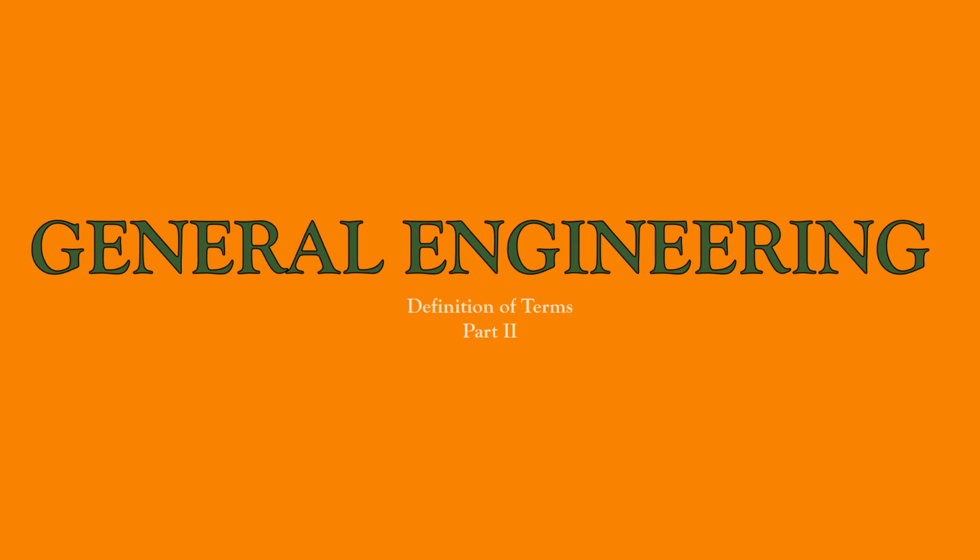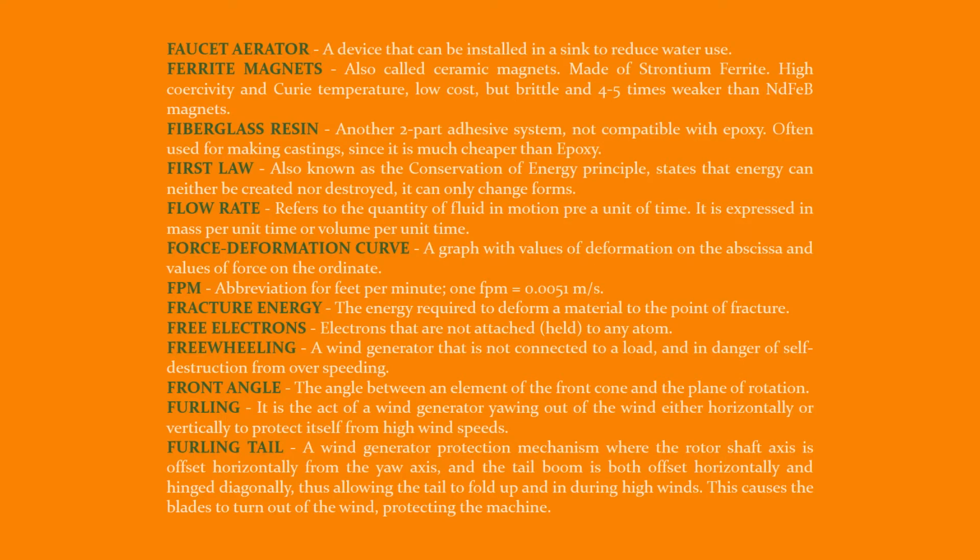This is General Engineering. Definition of terms. Part 2. Faucet Aerator. A device that can be installed in a sink to reduce water use. Ferrite Magnets. Also called ceramic magnets. Made of strontium ferrite. High coercivity and Curie temperature. Low cost. But brittle and 4 to 5 times weaker than NdFeB magnets.